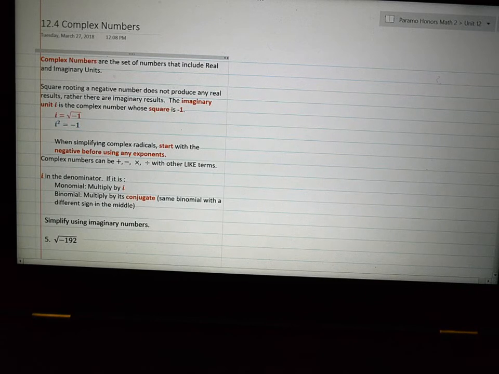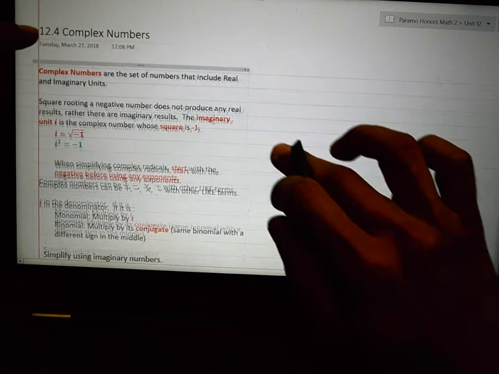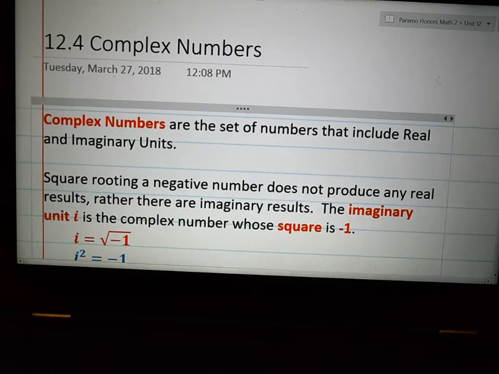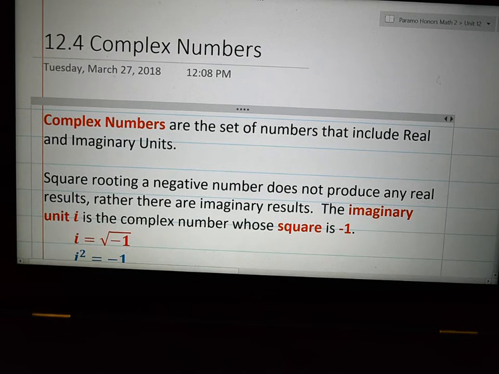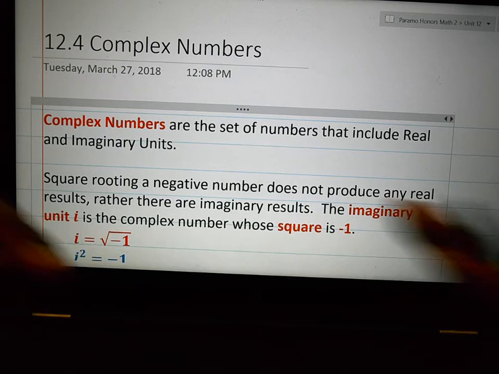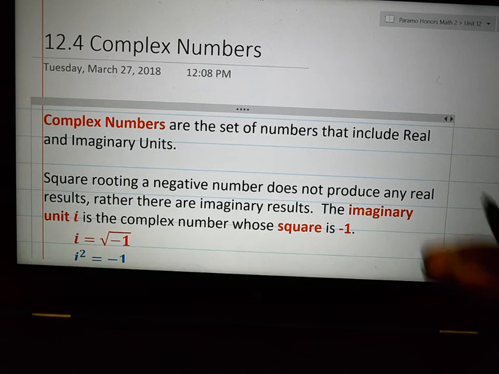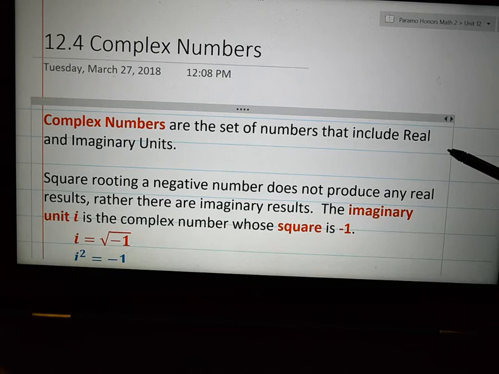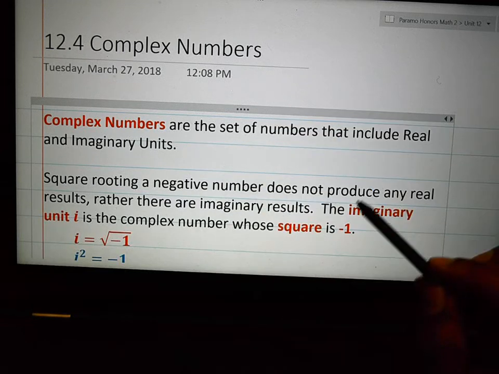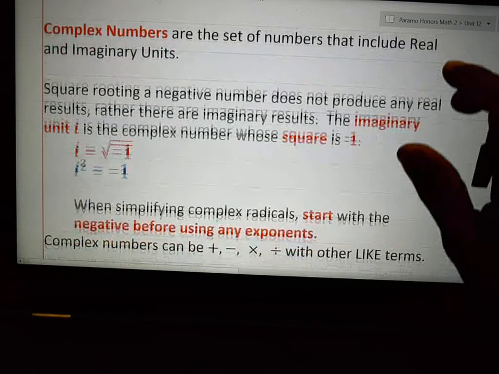Here we go. In 12.4, we're going to learn things called complex numbers. Complex numbers are the imaginary numbers and the real numbers that you have been dealing with. So every kind of answer we have had up until now has been in the real number solution. The negative numbers, the positive numbers, the zero, plus the fractions, plus the square roots, those are all real numbers. Where we get into complex numbers is we're dealing with imaginary numbers.